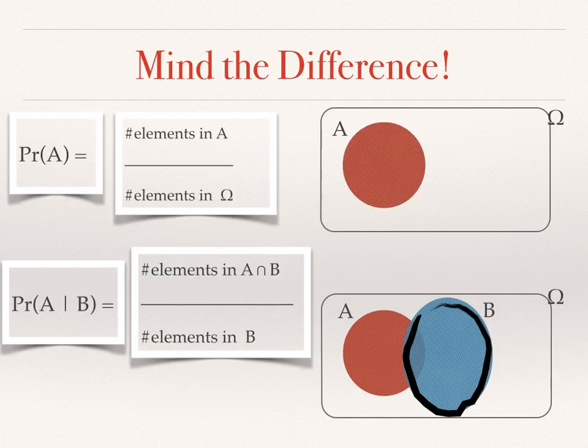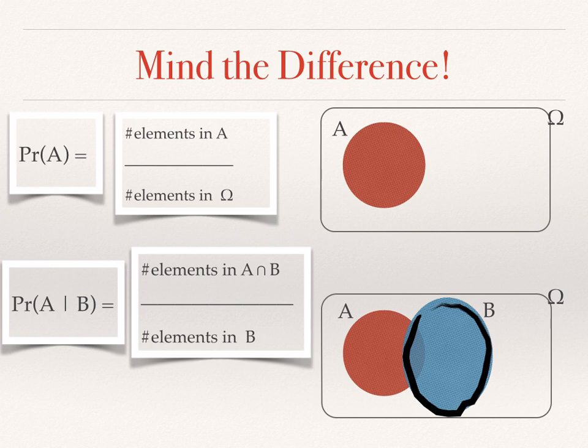Just to recapitulate, I want you to see the difference between these two probability statements. The probability of A is the ratio between the number of elements in A divided by the number of elements in Omega. Our focus here is the entire set Omega, and we are wondering how much of Omega is covered by A, or how many elements that belong to Omega belong to A. That's the way we should think about the probability of A.